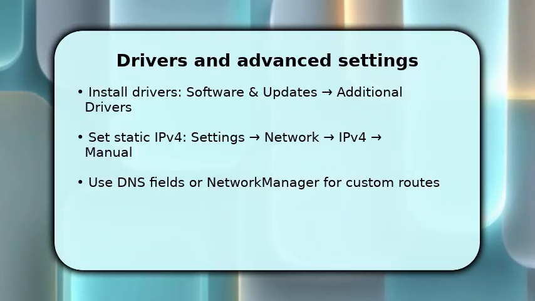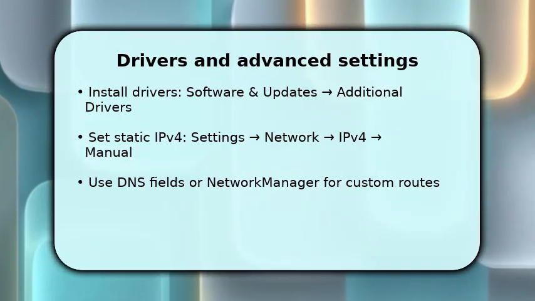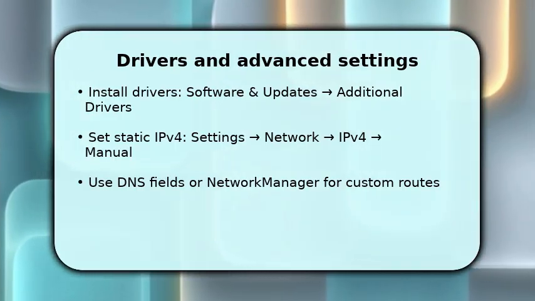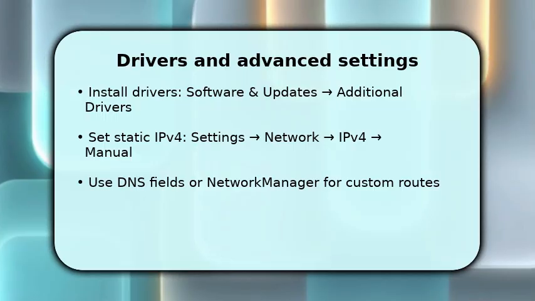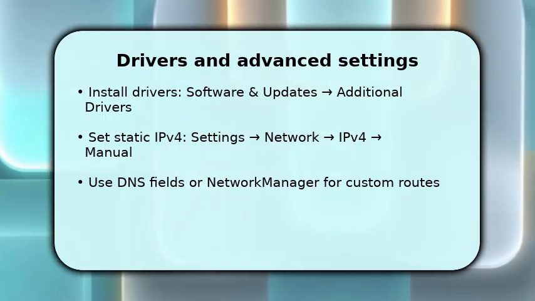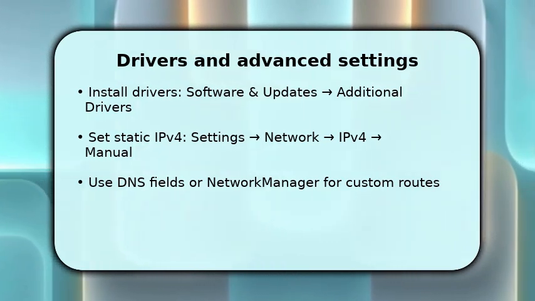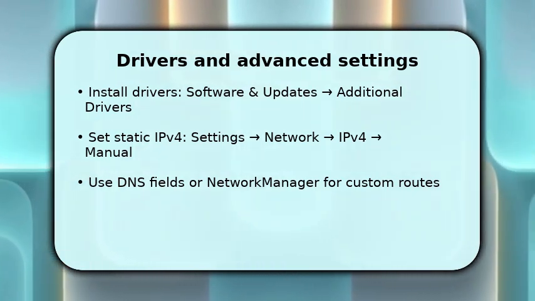For servers or fixed devices, open the network's IPv4 settings and choose Manual to add IP, gateway, and netmask. Set DNS to Google or your preferred resolver. Make sure Network Manager is managing the interface so routes and DNS propagate. Otherwise, add entries manually and restart the service.